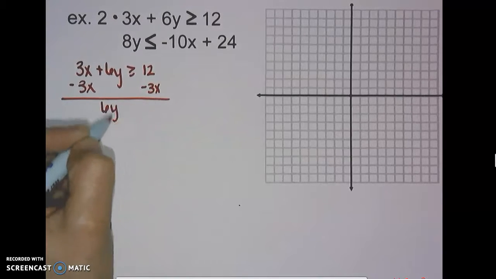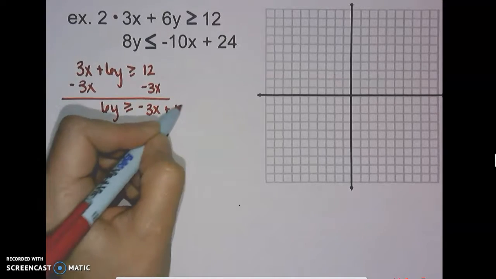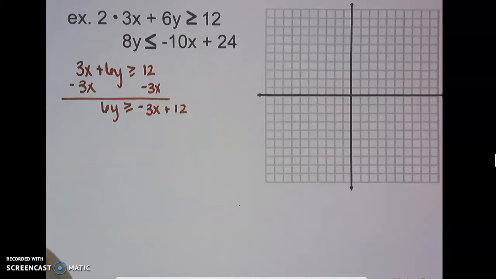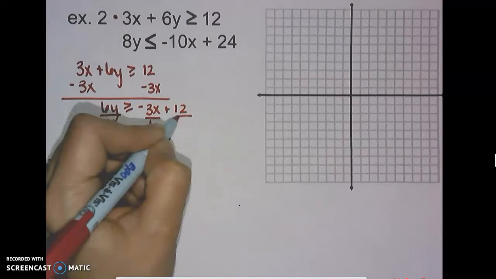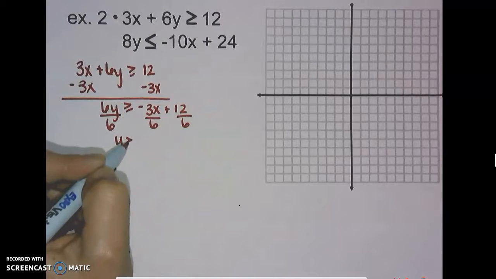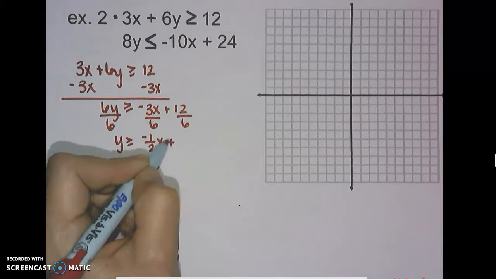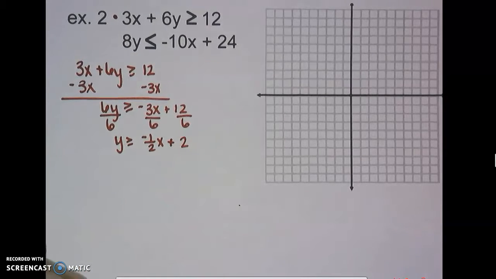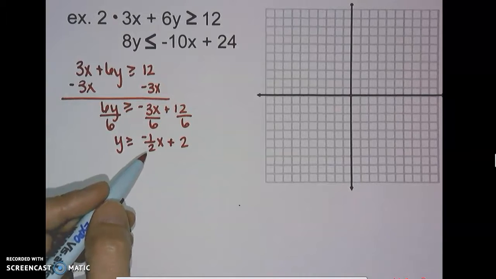So we have 6y is greater than or equal to. Those things, again, not like terms, so we just leave it as negative 3x plus 12, putting the x first. And then we're going to divide each term by 6. So that means we would have y is greater than or equal to negative 1/2 x plus 2. And you don't have to simplify that fraction of negative 3/6, but it definitely helps.